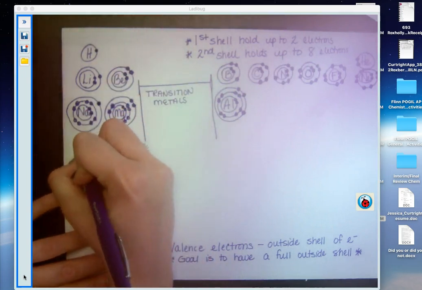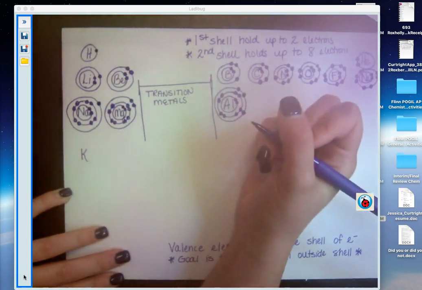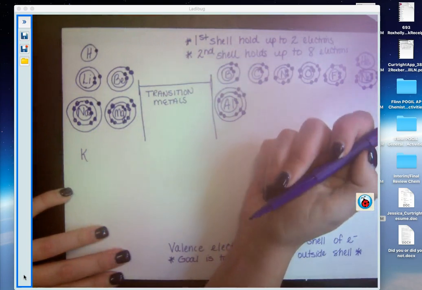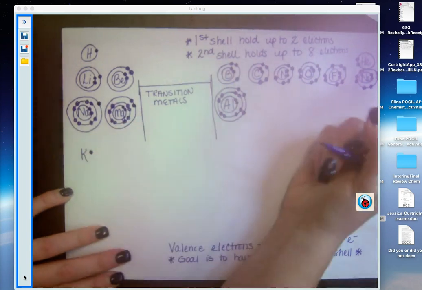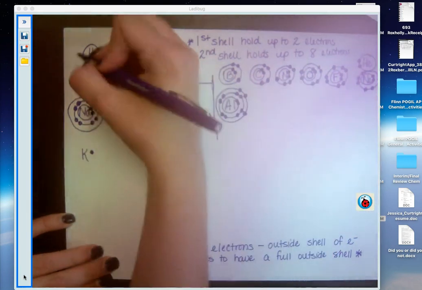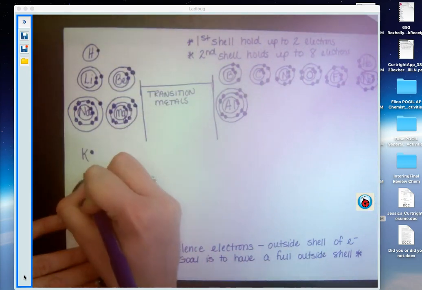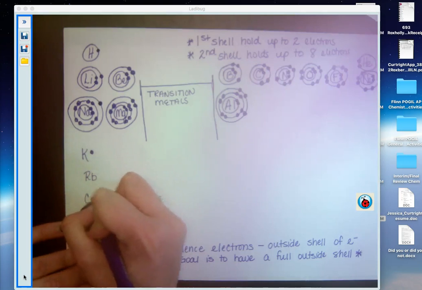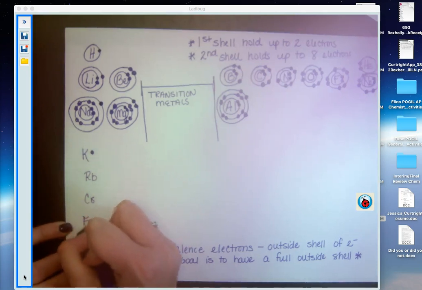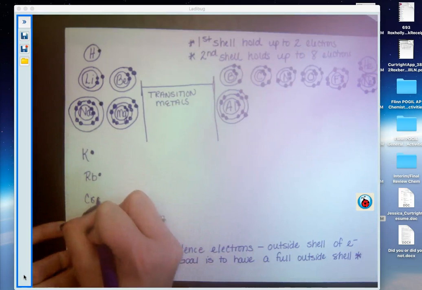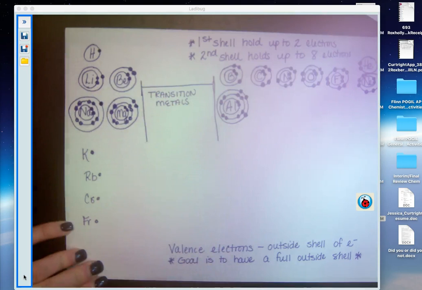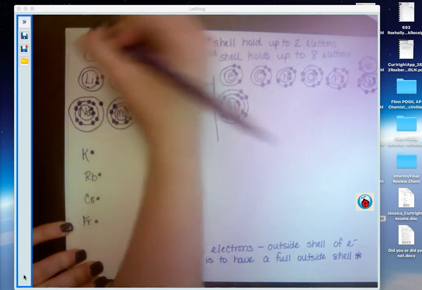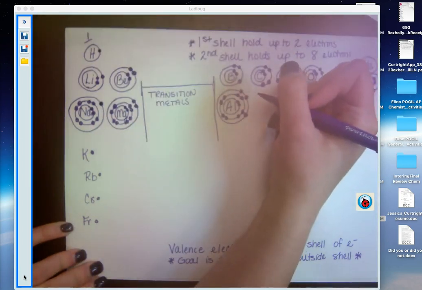The next element down here is potassium. Can you predict how many valence electrons potassium would have? If you said 1, you would be correct, because it turns out that everybody in group 1, that would be potassium, rubidium, cesium, and francium, all have 1 valence electron. And that's how you draw an electron dot diagram. You just draw a dot for the valence electron. So if you are in group 1, it is safe to say that you have 1 valence electron.